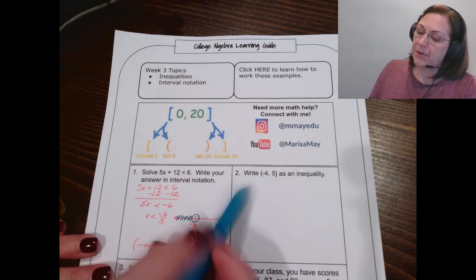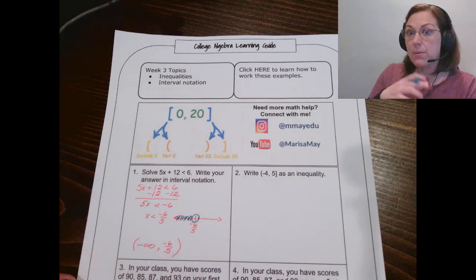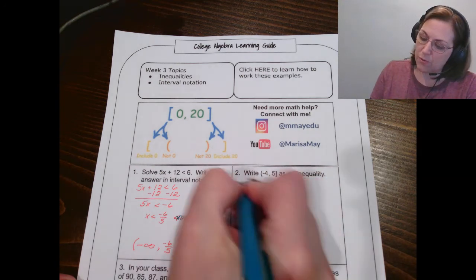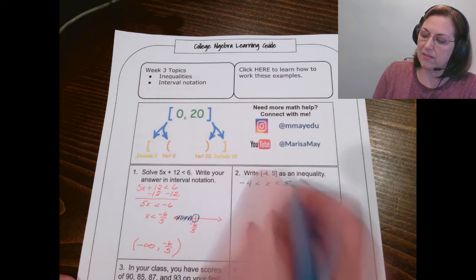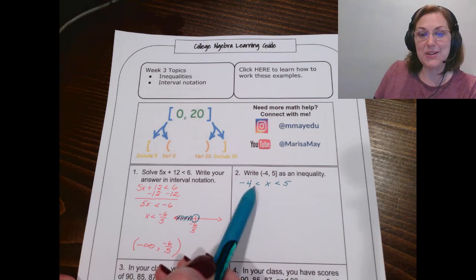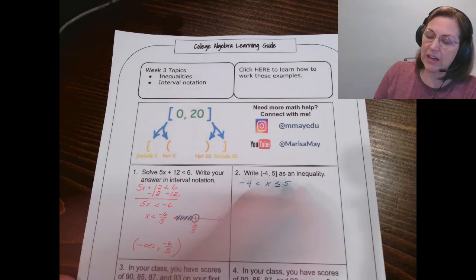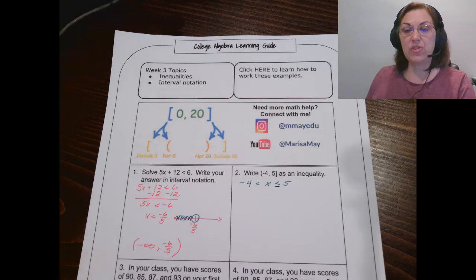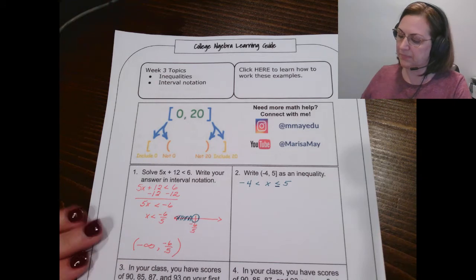Now, number 2 asks us to write this back as an inequality. So we're going to write that our solution stays between negative 4 and 5. The negative 4 is not included, so I won't put the equal underneath it. But the 5 is included, so I'll put the equal to underneath the inequality. So it's very easy to go back and forth between the interval notation and the inequality.